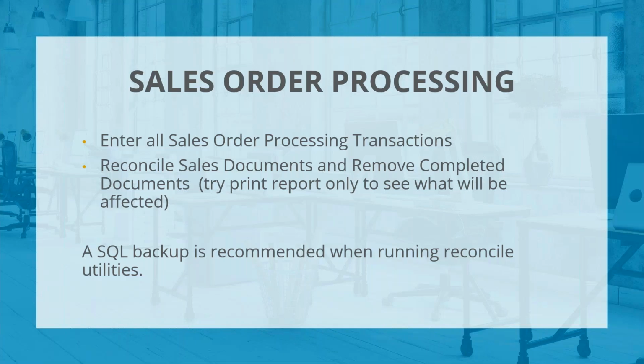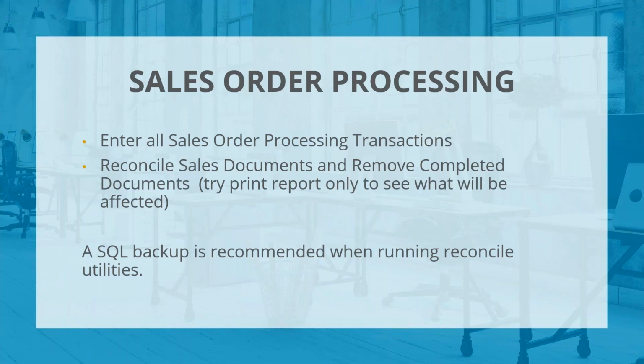All right, so for sales order processing, there's not actually a process to run. Like when you go to the GL and you click close the year, there's not one for sales order, but it's always a good idea at the end of the year to kind of clean things up. Make sure you've got all your sales transactions entered, and then reconcile your sales documents and remove the completed documents. So people miss the last piece of that, the remove completed documents, because in GP, it's actually called paid transaction removal, which sounds like you're deleting information out of your GP, but what it's actually doing is it's moving your closed sales transactions from the open tables to the history tables.